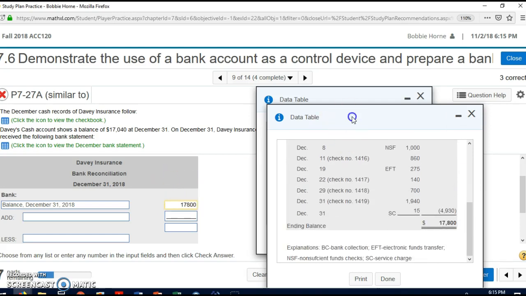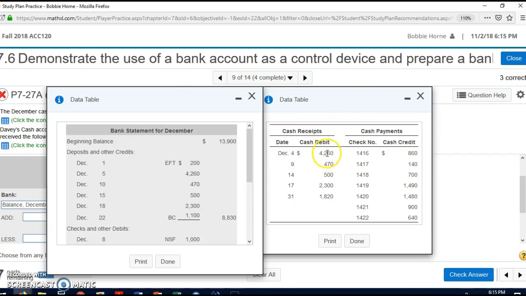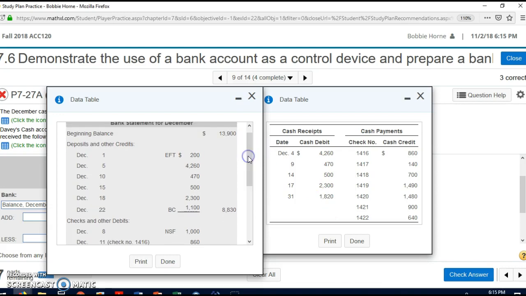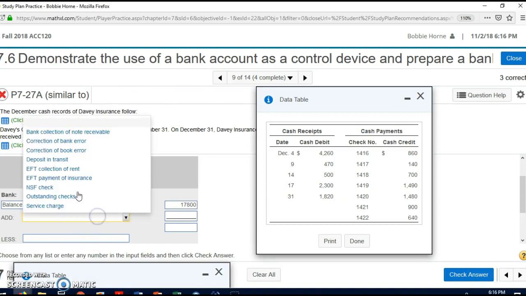And then we need to compare the bank statement to the cash records and see what cash receipts we've recorded on the books that have not come through the bank yet. So the December 4th, $4,260 cleared on December 5th. The $470 cleared on December 10th. The $2,300 cleared on December 18th. And then we do not have the deposit for the $1,820. So that would be considered a deposit in transit.